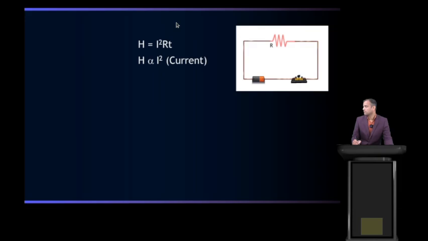So from here H is proportional to I square, means more current and more heat is produced. H again is proportional to R, resistance. More resistance and more heat is liberated. And H is proportional to time.